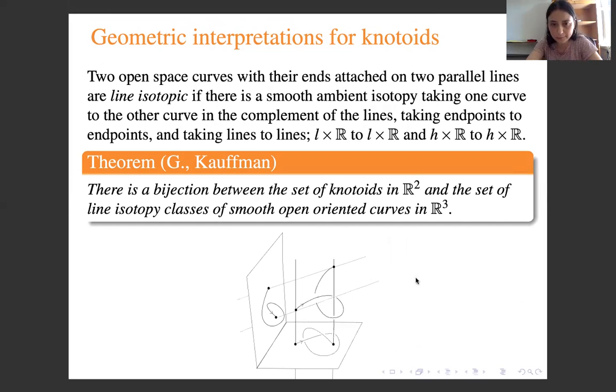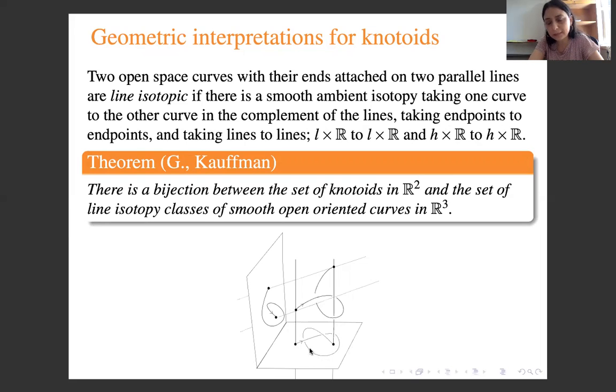Here, let's start with the picture. We see some planes here and some knotoid diagrams lying in the planes. Let's consider this plane as the XY coordinate plane embedded in the three-dimensional space. And let's determine the two parallel lines passing through the endpoints of the given knotoid diagram and perpendicular to the XY plane. Here I draw these lines.